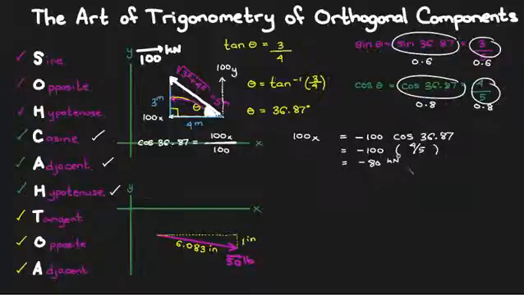How about the y component? 100 subscript y. The y component is equivalent to this component. Well, this component is just opposite of 36.87. Opposite, and I know the hypotenuse already. So I am looking for the opposite component of the angle theta.